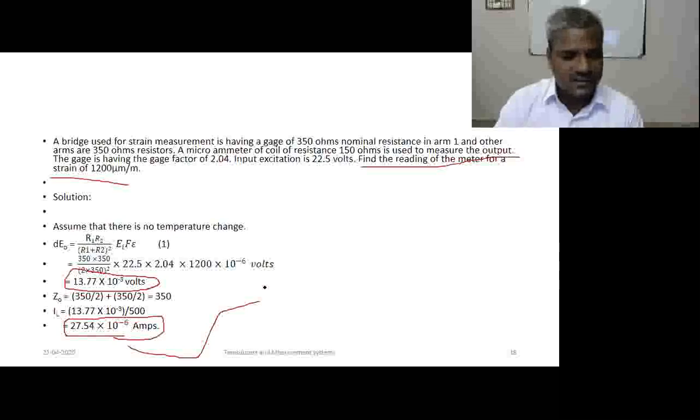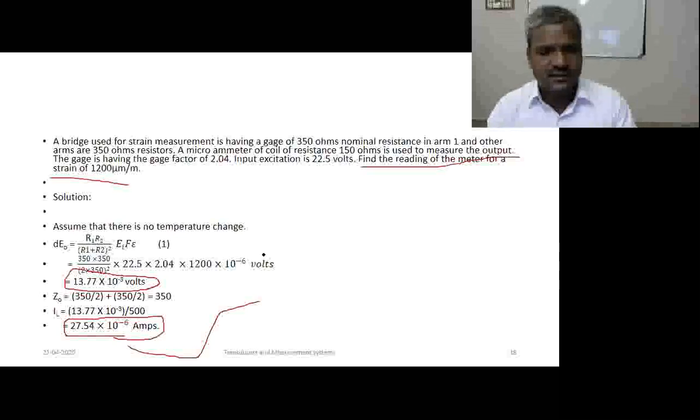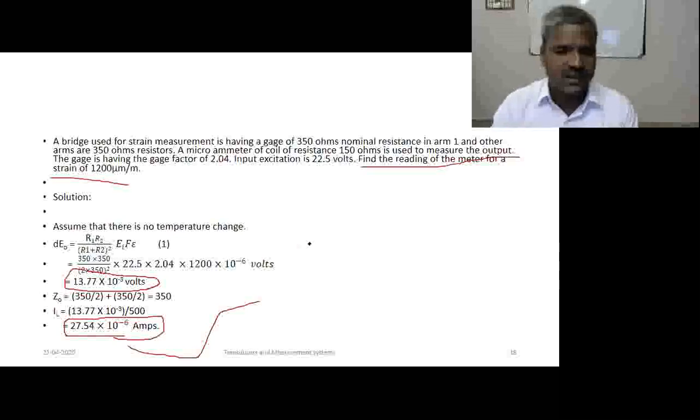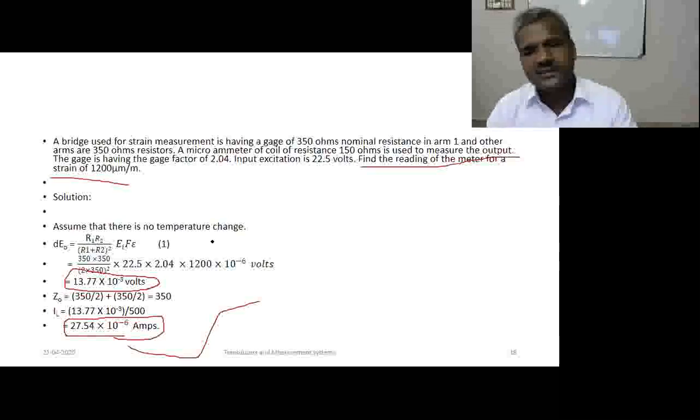Okay, with this, let us conclude the discussion on strain measurement.